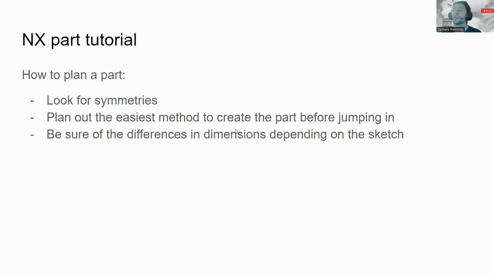And next, we also have to be sure of the differences in dimensions depending on the sketch. If you sketch two parts together, the dimensions of one sketch when united with another might be different. So you always have to be careful with the dimensions. For example, if you have two shapes, one on top of the other, then the total height will be one plus the other. I know it sounds obvious, but sometimes when you're CADing, depending on what kind of steps you take, it can lead to confusion. So I do recommend keeping track of the dimensions.